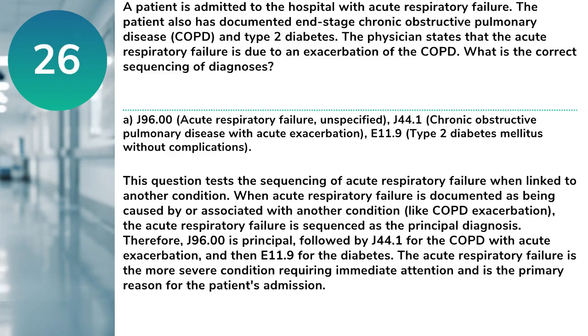Therefore, J96.00 is principal, followed by J44.1 for the COPD with acute exacerbation, and then E11.9 for the diabetes. The acute respiratory failure is the more severe condition requiring immediate attention and is the primary reason for the patient's admission.